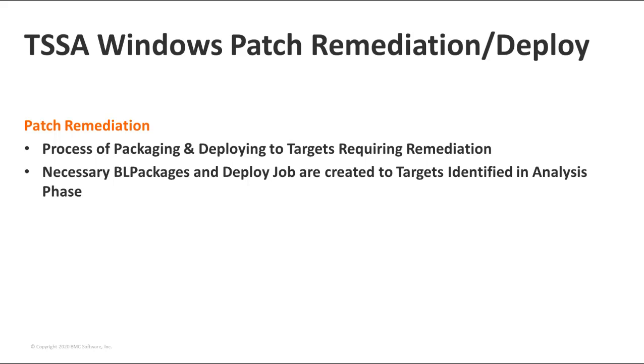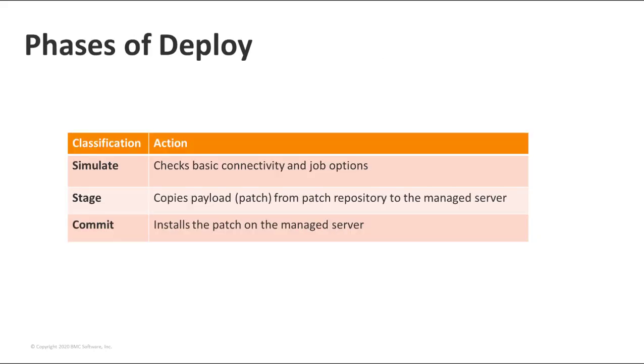It's the process of creating BL packages based on missing patches on the server and installing them using deploy jobs. There are three phases of a deploy job: simulate, stage, and commit. In the simulate phase, the deploy job checks basic connectivity and the job options from the application server to the target server. In the stage phase, the application server copies the patches from the repository server to the target server. The actual installation of the patch takes place in the commit stage.